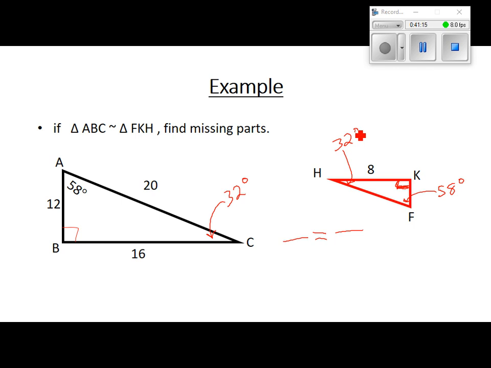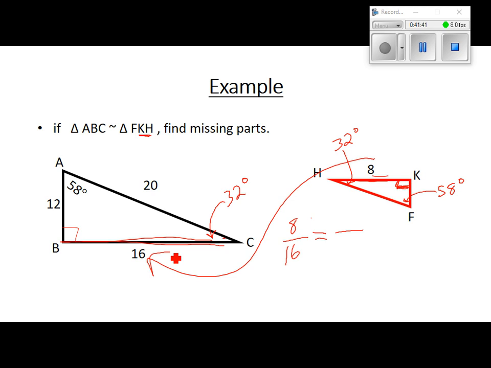HK over here. I'm going to put it on top. It doesn't matter what goes on top really, but I'm going to put it on top. What's HK, if we look here? What's it match up to in the other triangle? CB or BC. And how long is BC or CB? 16. So put that on bottom. So this matches up to that.